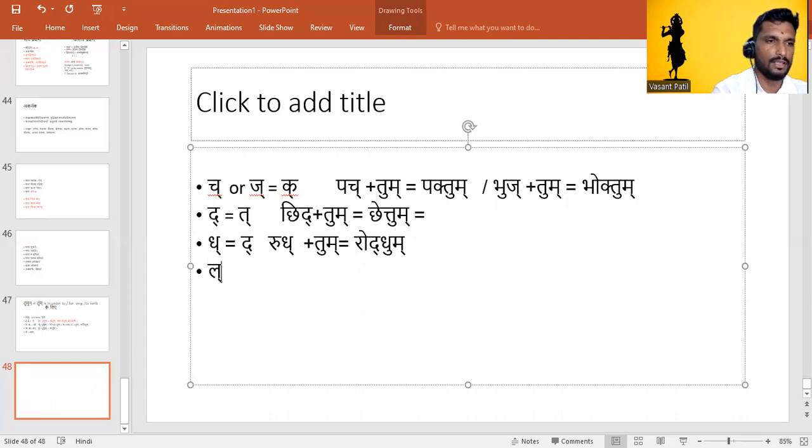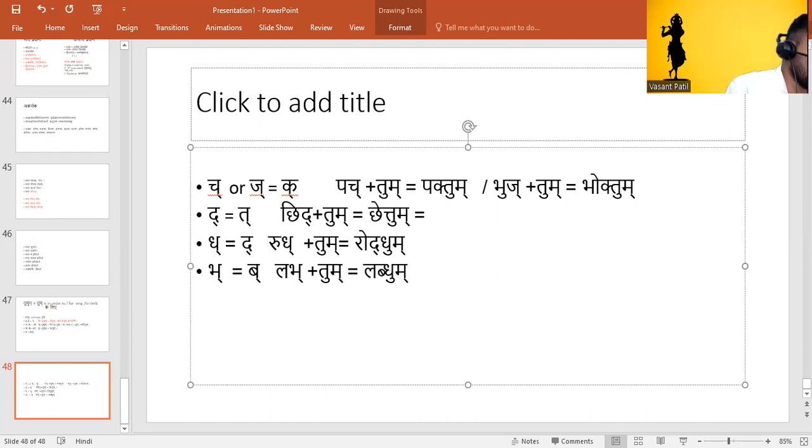Labha: if the letter of the verb ends in bha, it will change into ba. So the dhatu is labha, and I am adding tum. Bha will change. There is no guna here, it will remain as lab, and so labdhum. There are more, but this much is enough. So paktum, bhoktum, chetum, rodhum, labdhum.